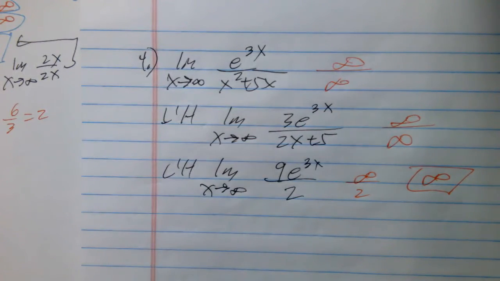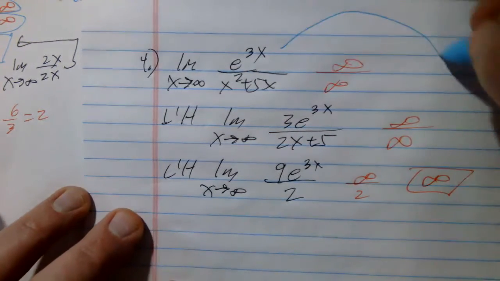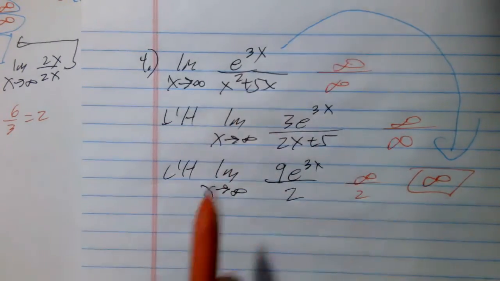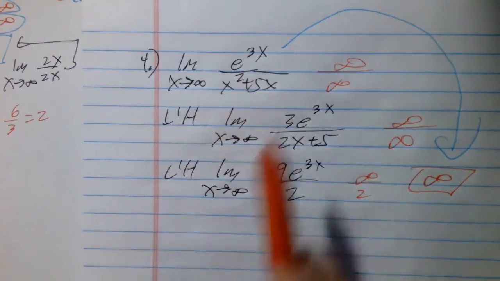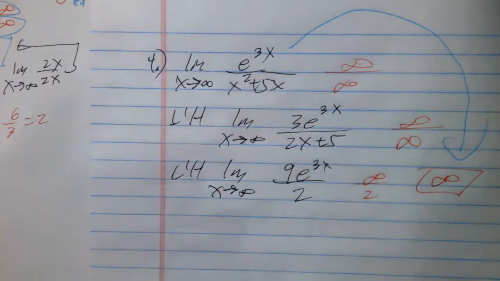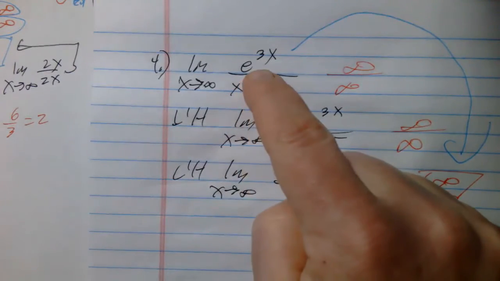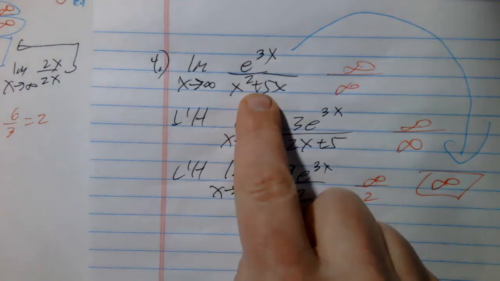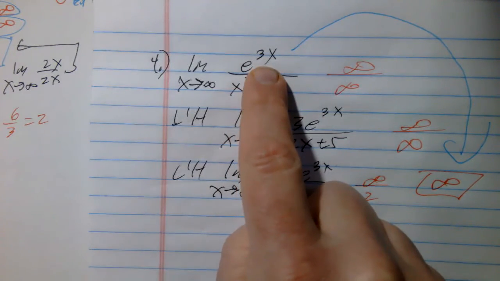Again, the point is when you get used to this, I would buy it if you just used your brain and thought about this. Yes, the top is infinitely large. Yes, the bottom is infinitely large. But which one of these pieces is going to go to infinity faster? This is an exponential. This is incredibly fast. This is a polynomial. Yeah, it's fast, but it's nothing in comparison to an exponential.